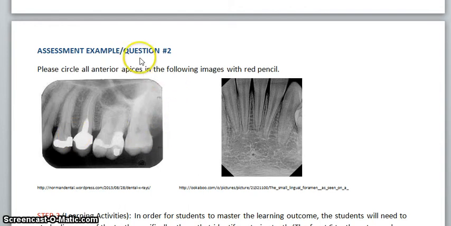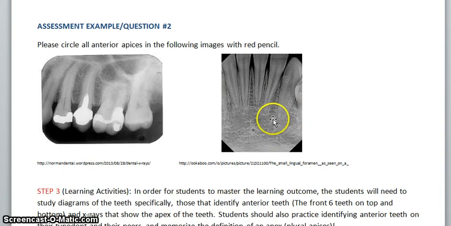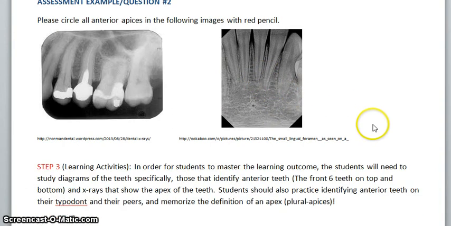As in example question 2, I would have the students please circle all anterior apices in the following images with red pencil. I kind of threw a little curveball in this one. In this first image to the left, most of these teeth are actually posterior teeth, so there's really only one apice that's visible on this first film. But on the other film to the right, there's 1, 2, 3, 4, 5, and 6 apices, so all 6 of the lower anterior teeth you can circle an apice on.